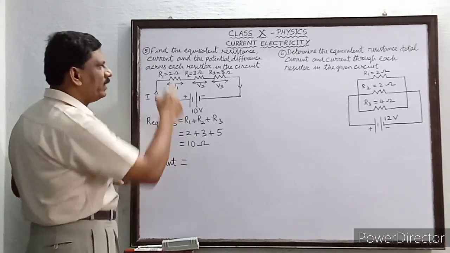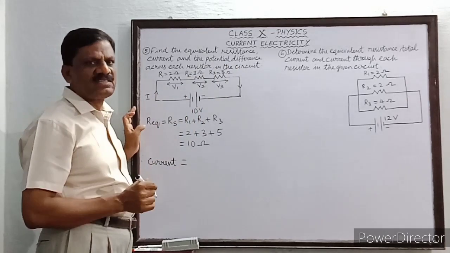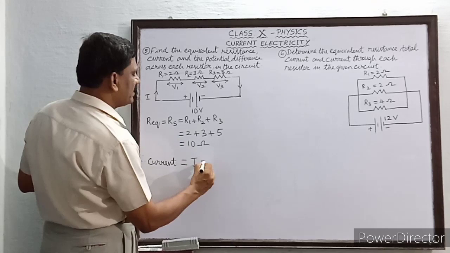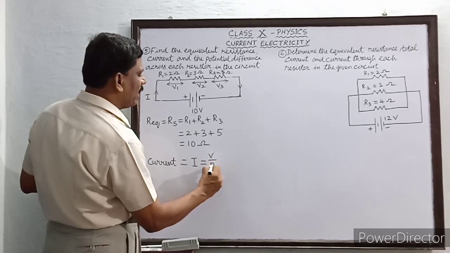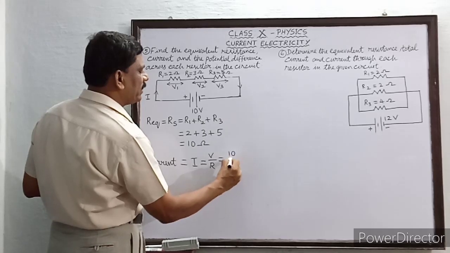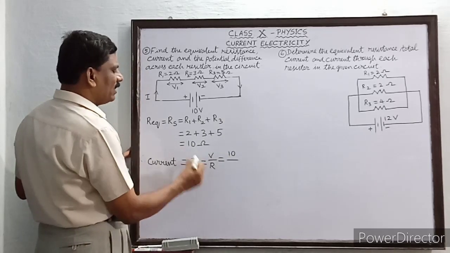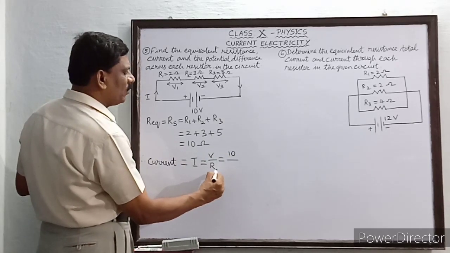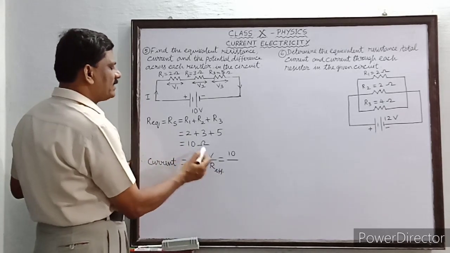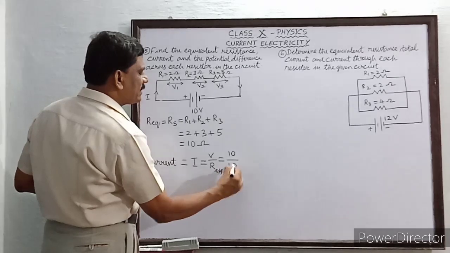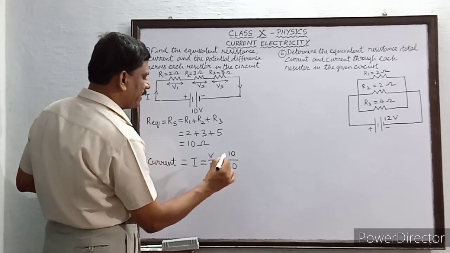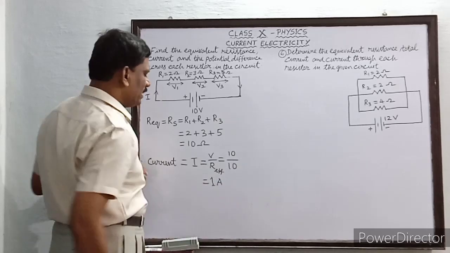Current through each resistor, the same current only is flowing. So current is equal to I, and I is equal to V by R from Ohm's law. And this is V equal to 10 volt divided by R effective. Okay. Effective resistance. So what is the R series? It is equal to 10 ohm. So this is 10 by 10 and this is equal to what? 1 ampere.